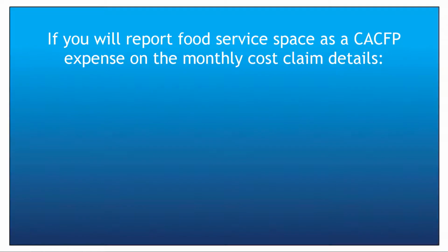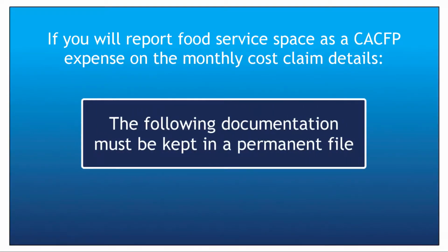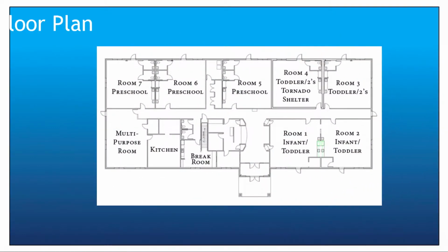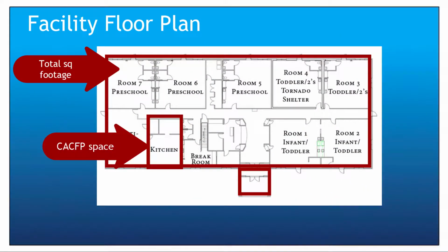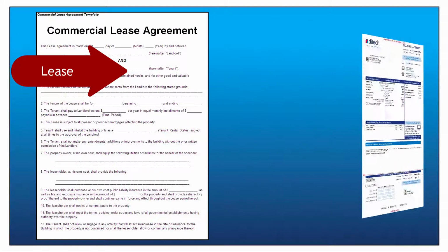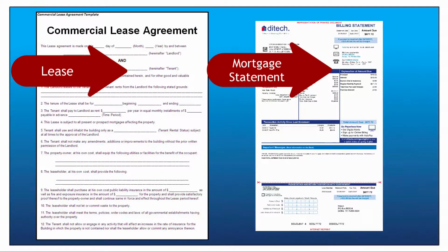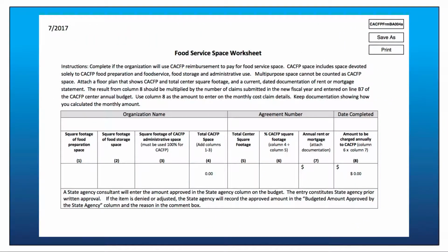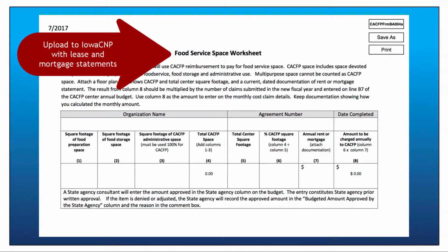If you will report food service space as a CACFP expense on the monthly cost claim details, the following documentation must be kept in a permanent file: a facility floor plan showing CACFP and total square footage, and a lease showing monthly rent, or a mortgage statement. The food service space worksheet located in Download Forms must be completed, uploaded to the online application with these documents, and approved by the state agency.